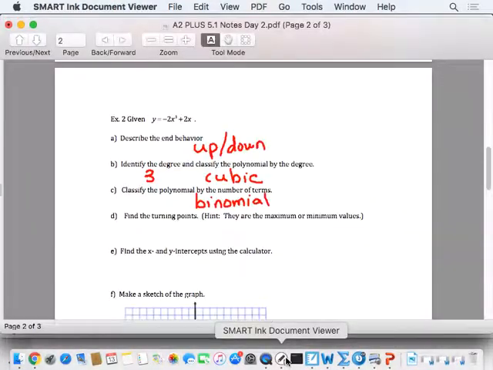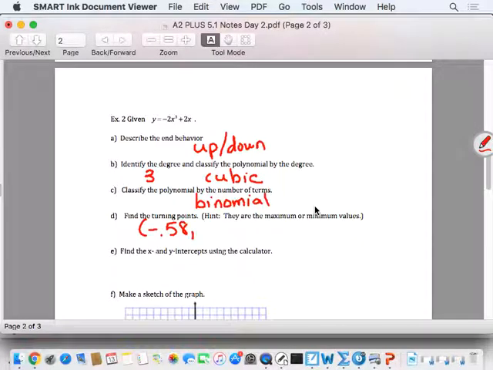Okay, so let me go back here and let's fill these in. My turning points are negative 0.58, negative 0.77, positive 0.58, and 0.77. You know what that's telling me is I have some symmetry. Okay, that's kind of cool.